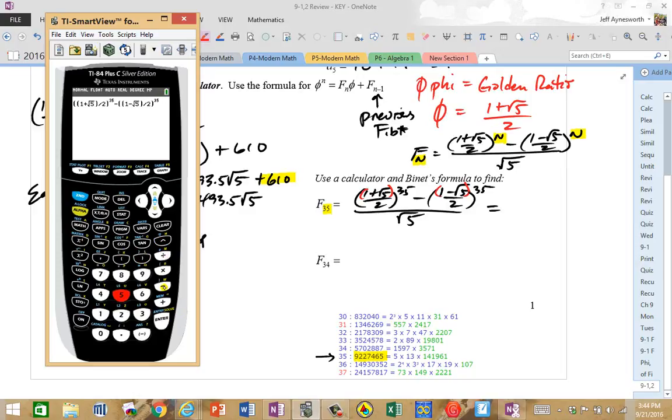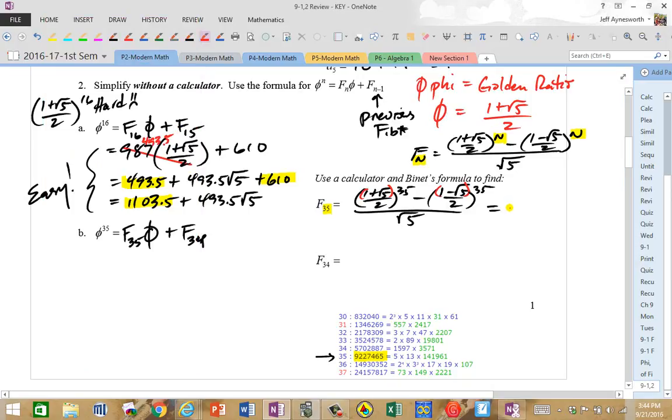At this point right here, I got the entire numerator in. All right, I'm going to press enter and then divide it by root 5. So divided by root 5, that's important because you're not done yet. And notice that I get, looks like 9,227,465, which is the same number here. Okay, so let's write that down.